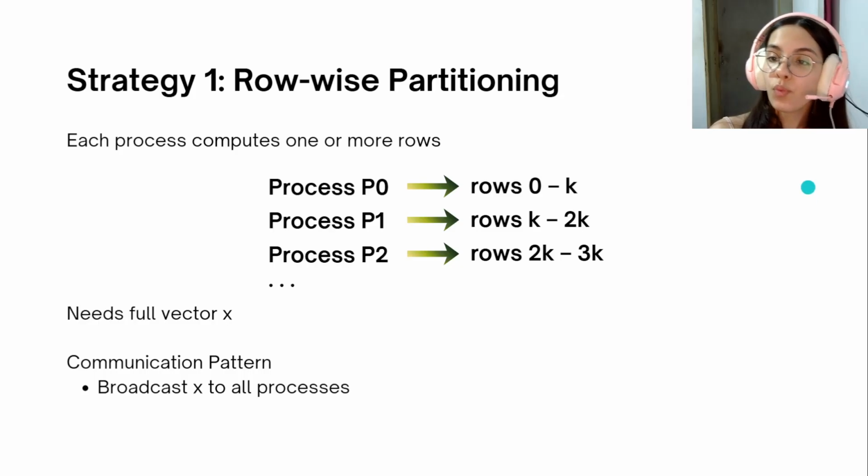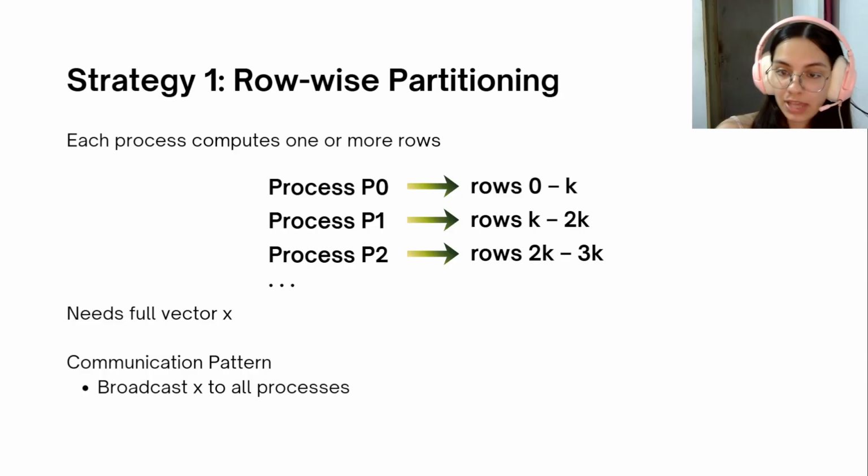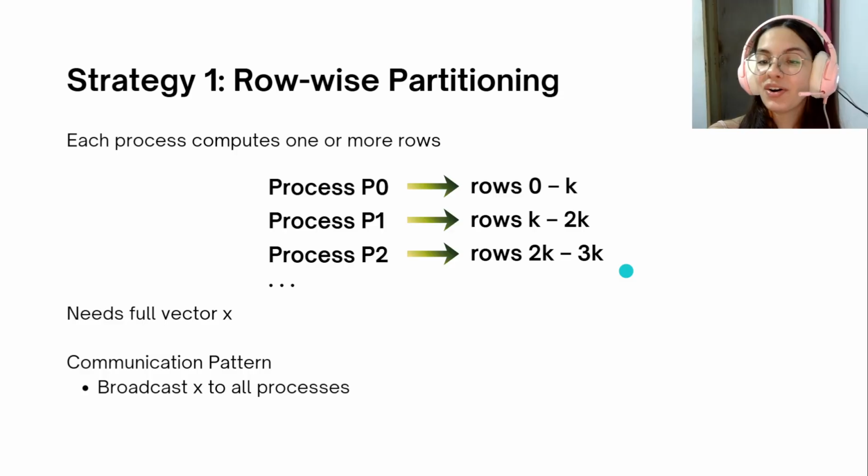In the row-wise partitioning, we divide the matrix by rows, as the name says. So each process is responsible for computing a subset of rows of the result vector. For example, process P0 computes the first rows, P1 the next ones, P2 the next ones, and so on. So this is very simple because each process can compute its part independently.